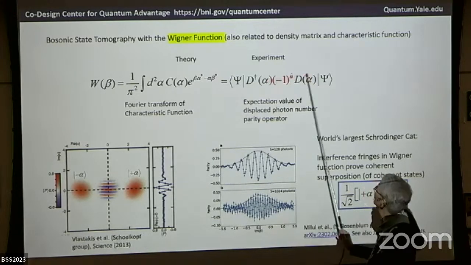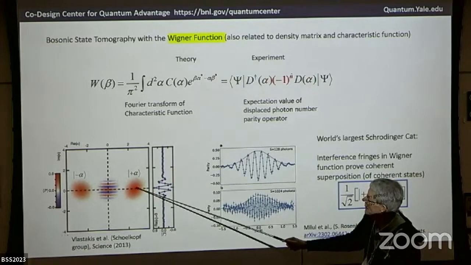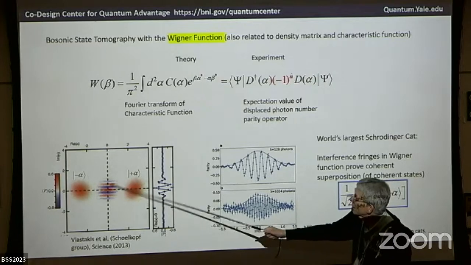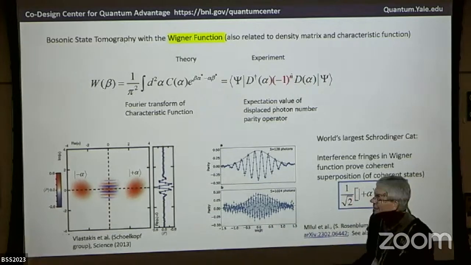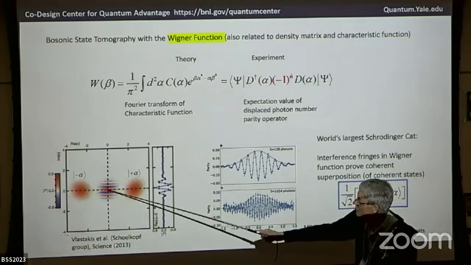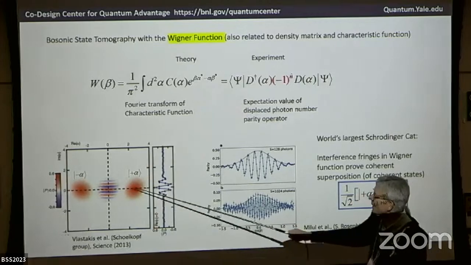So what does this picture mean? To get the Wigner function at this point, you displace to the origin and measure the parity. And if you don't displace at all, the red is even parity, and this is also even parity. So this is an even cat.